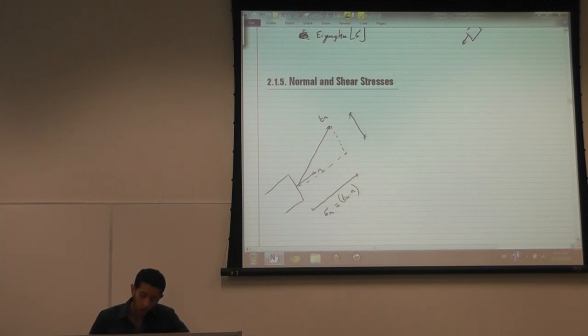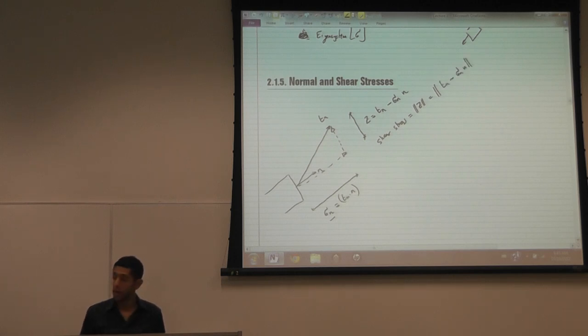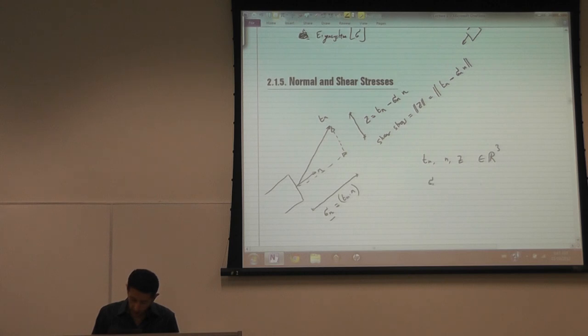The shear stress is the norm of this vector. This vector z is equal to Tn minus this component in the direction of n. The shear stress is equal to norm z, which is equal to norm of Tn minus sigma n times n. Now, it's very important to know what is a vector and what is a number. Tn, n, and z are vectors. Sigma n, which is equal to Tn dot n, is a number. The shear stress, which is equal to norm z, is a positive number.